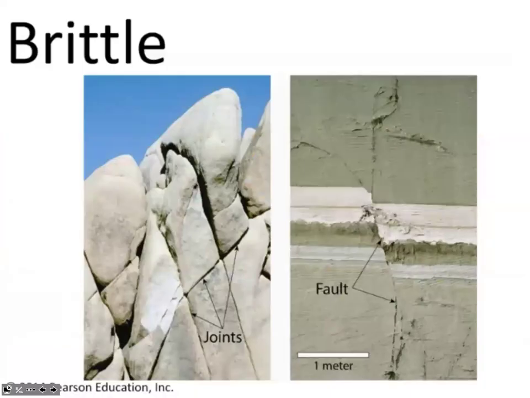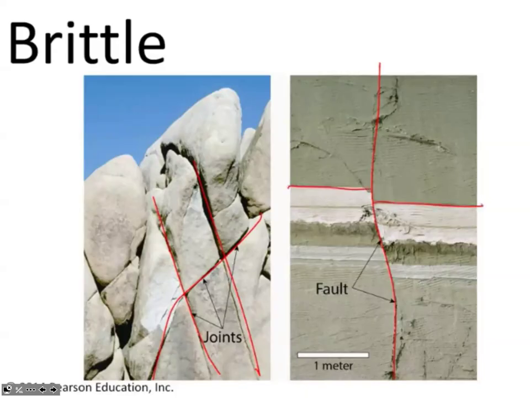Here's some examples of brittle deformation, joints and faults. Both joints and faults are fractures in the rock. There's the trace of both of those fractures. The difference between them is simply that there's no offset along a joint, whereas a fault does have an offset, and you can spot that offset if you have a good marker bed like that one there.